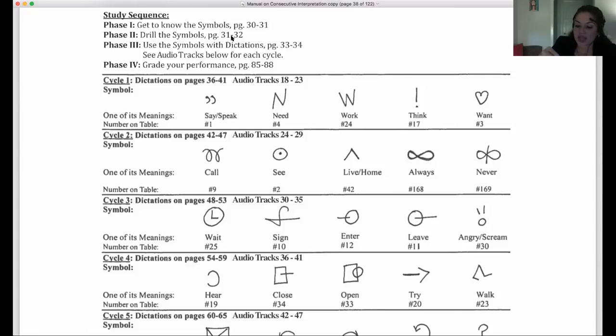And then you're going to take your cards and shuffle them. And then you're going to go through your cards again, each time calling out only one symbol. I don't want you to say, declare, state, speak, talk, love, want. No, I want you to say the most obvious meaning and move on to the next one, because what we want is speed. We want to train your brain to be able to look at that symbol and immediately evoke the meaning. Okay, so that's the first activity.